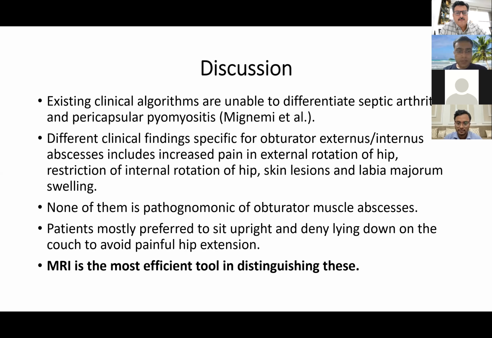What we found in our series was that patients mostly prefer to sit upright, and they denied lying down on the couch to avoid painful hip extension. And MRI is the most efficient tool in distinguishing these two.